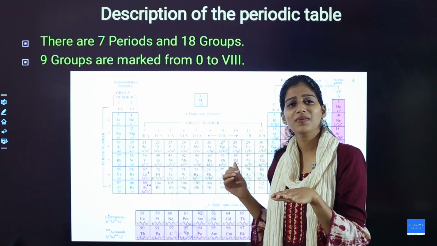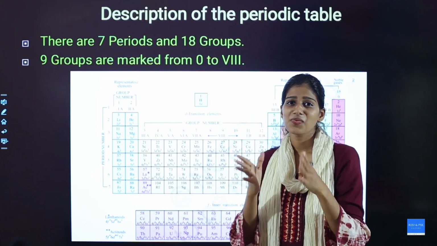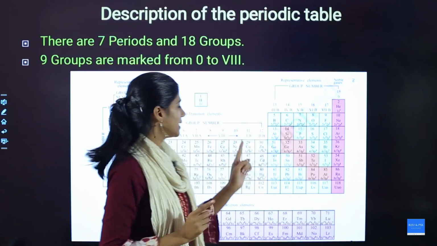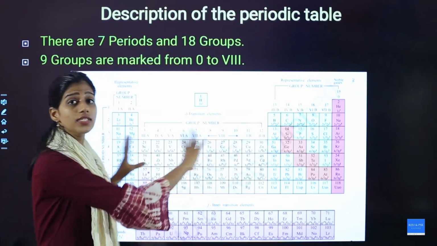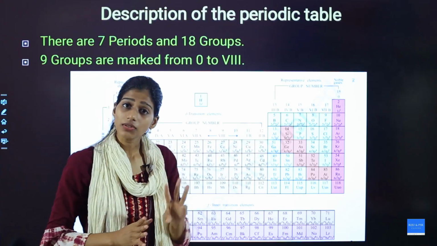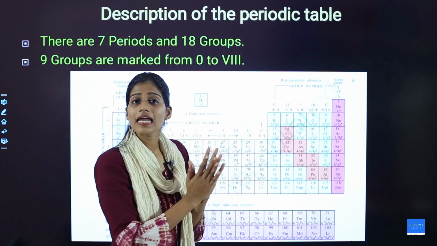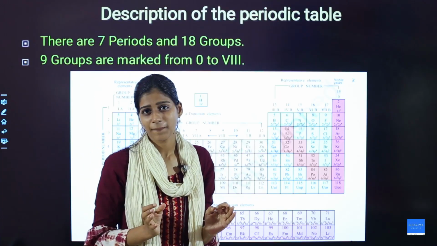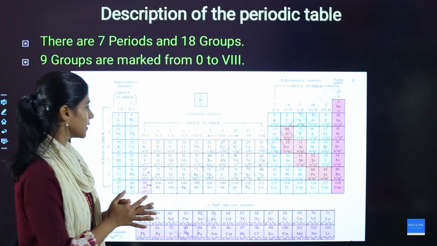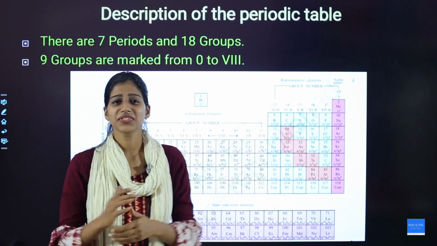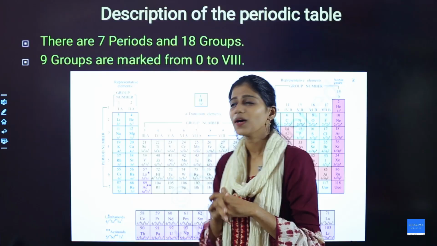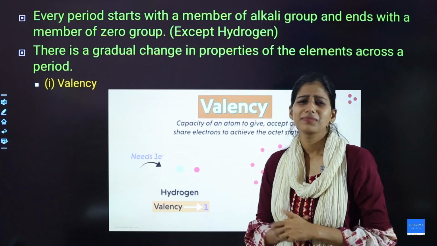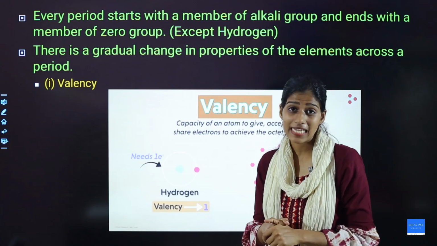I hope you remember Dobereiner's law of triads, where he classified 3 elements into one set. Similarly here in the transition series, you are placing 3 successive elements in one set, and that is why this is known as transition triads. I hope this is clear. We will discuss the properties in detail again. Let us move on to the next topic, again the characteristics of the periodic table.